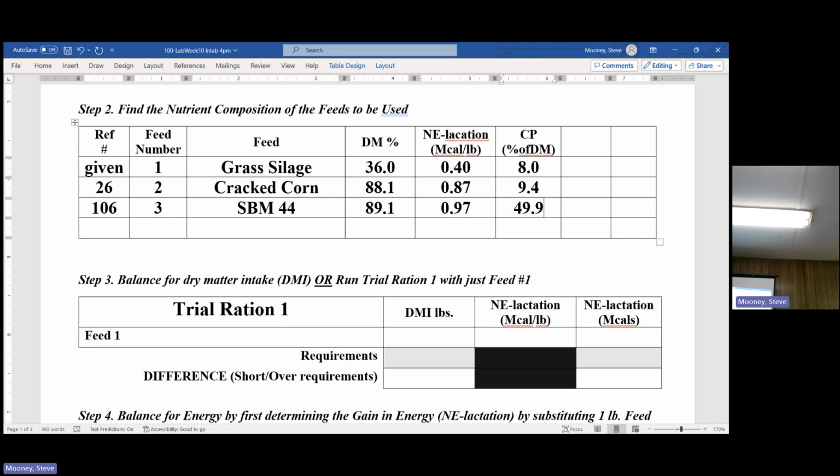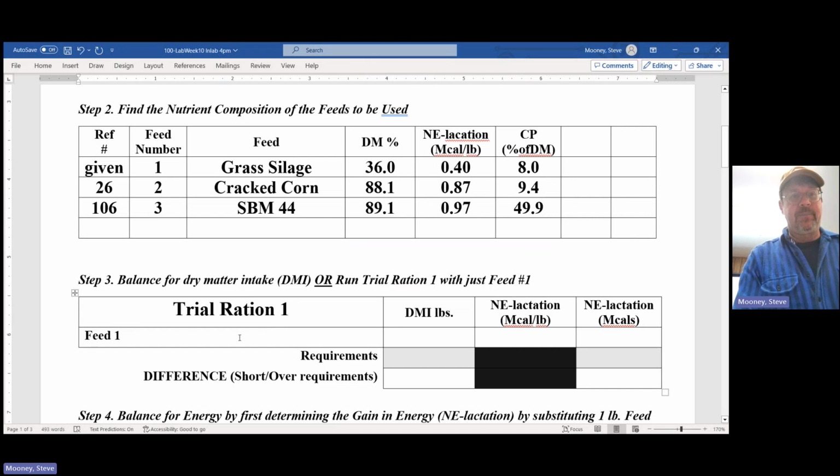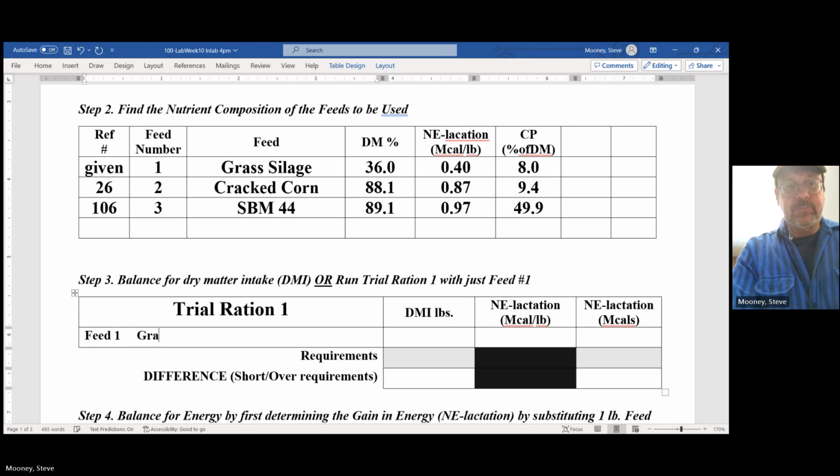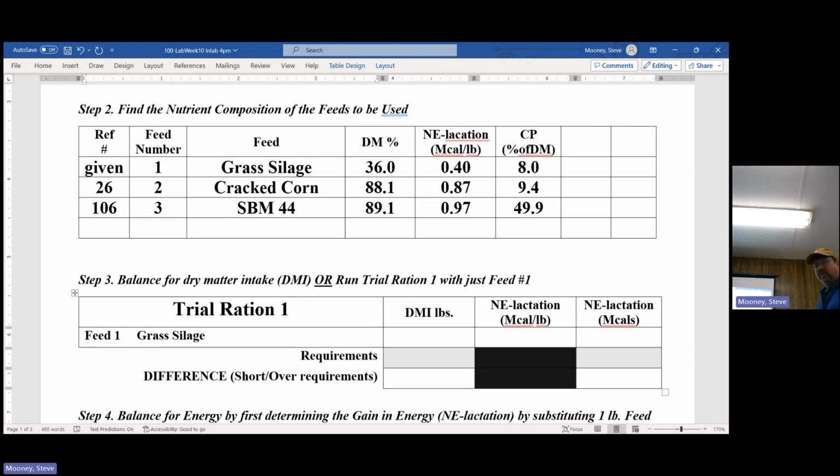Everybody following step number 2? Okay, so we have our animal defined, our feeds defined. We start to play with the interaction. So down here, her feed 1 is what? Grass silage. You have to write all this stuff in. It helps make sure I'm on the right page. Make sure that feed 1's the forage. So what's going to be our dry matter intake in pounds?